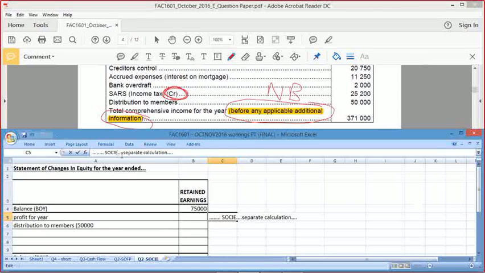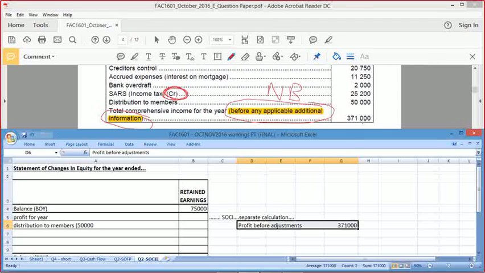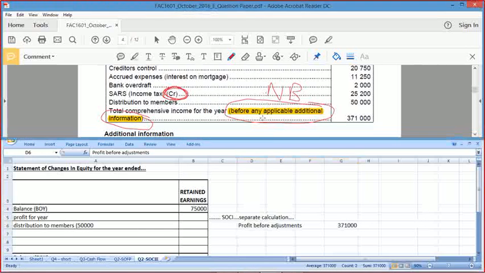Okay, so I need to work this out, but as a separate calculation. So what is this? Total comprehensive income for the year. So profit before adjustments. Okay, because they tell you before any applicable information. Before any applicable additional, so it's going to change somewhere along the line. Well, depending on what you've been given, yeah. Okay, so 370 is going to be the profit before adjustments. And there you go. You've got all your easy marks.